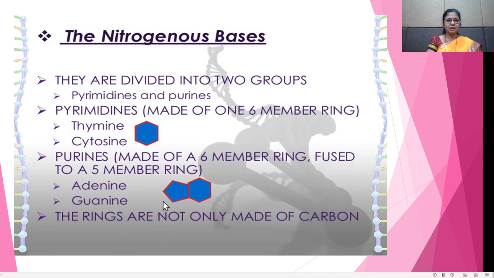And these rings are not made only of carbon; there is the presence of carbon and nitrogen. These rings are made up of carbon and nitrogen. We understand here that pyrimidines have a 6-membered ring containing carbon and nitrogen atoms. And purines have a 6-membered ring which is fused with a 5-membered ring, and they contain carbon and nitrogen atoms.